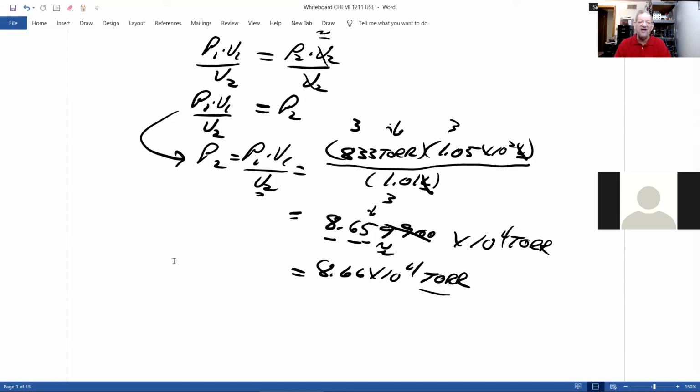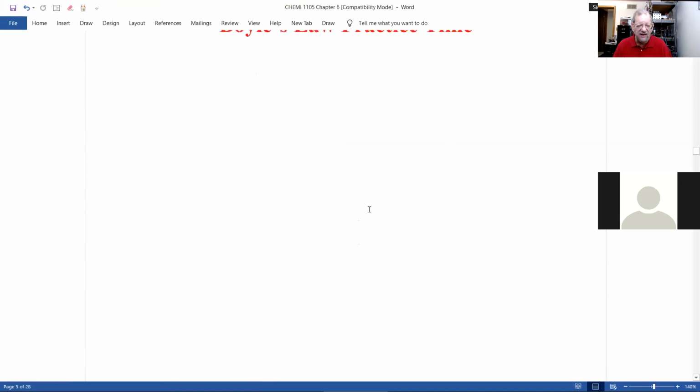And that's how the compressor works at a gas station to fill your car tires. It compresses the air in a cylinder and fills up what's called a reservoir, or ballast tank is a better name for it. And that's how you fill your air. All right, let's move on.